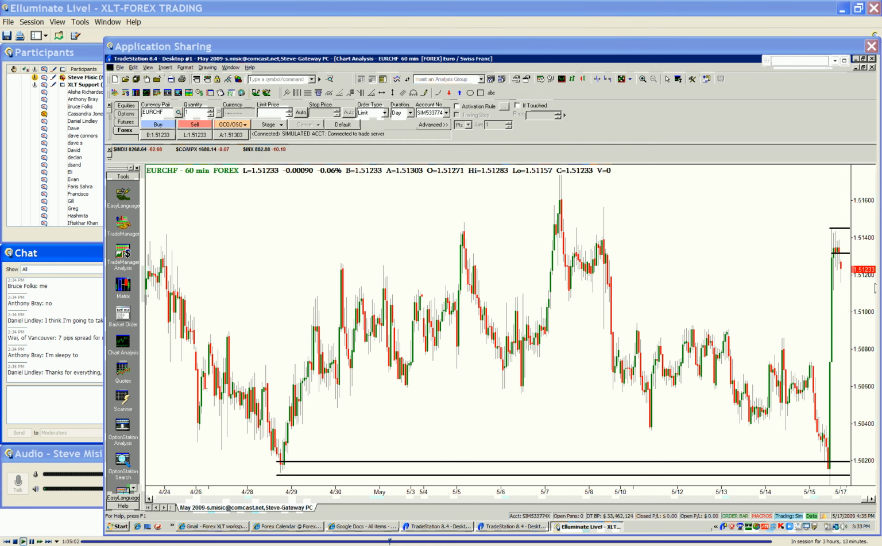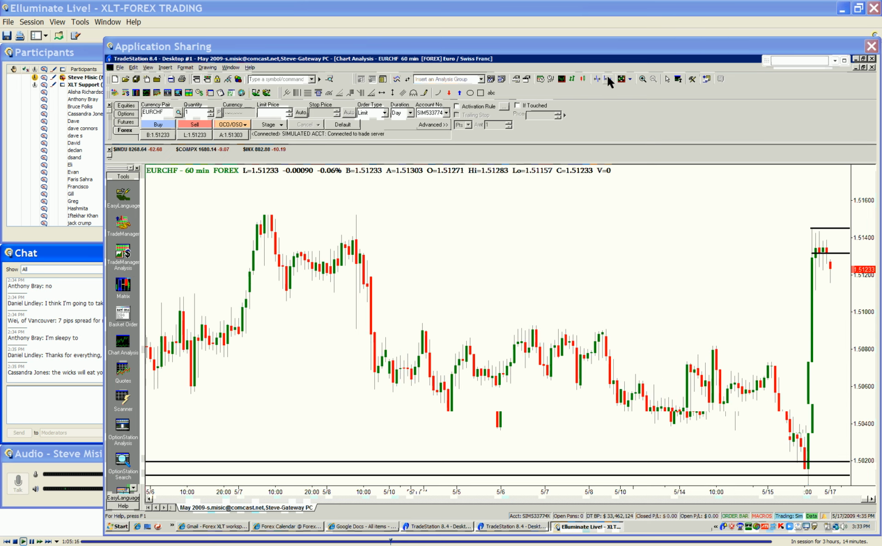Okay. Awesome. 7 pip spread for your broker. We've got a bid of 151.23 and an offer of 151.30. So we got the 7 here too. Yeah, these wicks will eat your lunch, Cassandra, for sure.